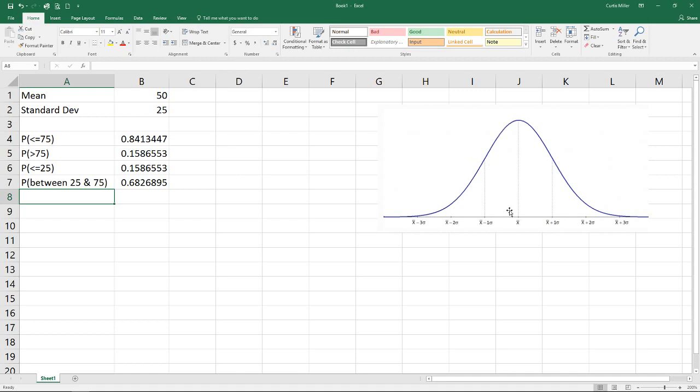So between plus and minus one standard deviation of our mean, we will find 68% of our possible outcomes. And that's really all there is to the normal distribution.